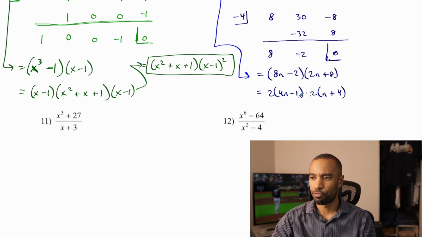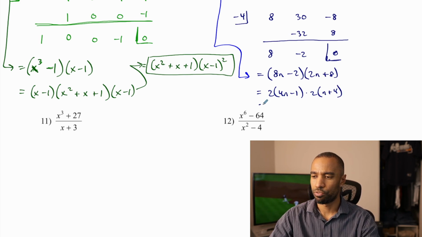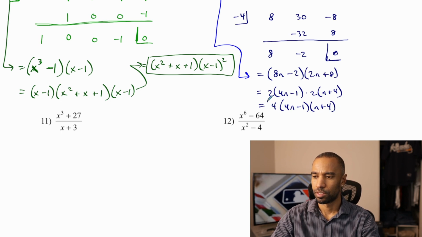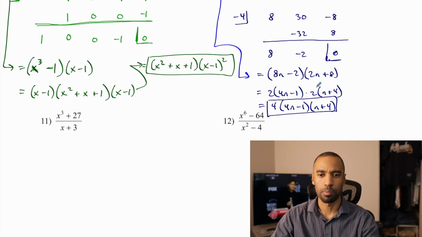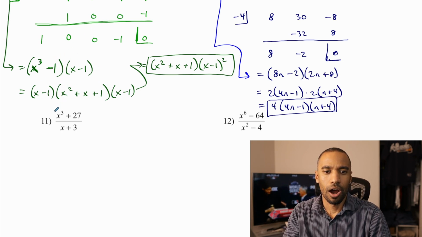2 times 2 is 4. Plus 4. 2 times 2 is 4. So I get 4 times 4n minus 1 times n plus 4. And it's one of those things we probably could have figured out and factored that one out on our own. All right, number 11.